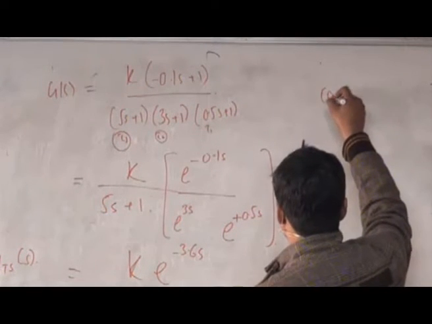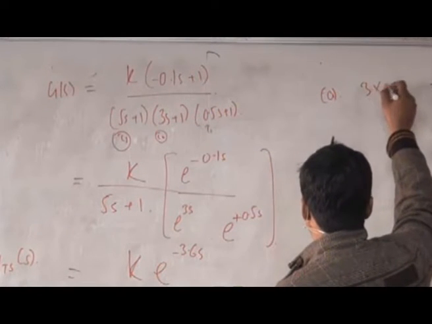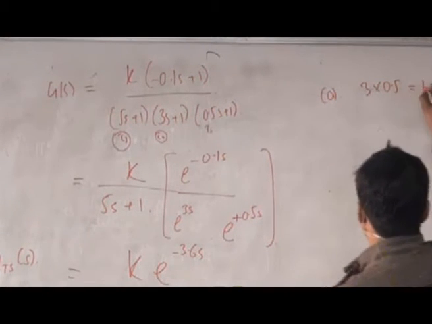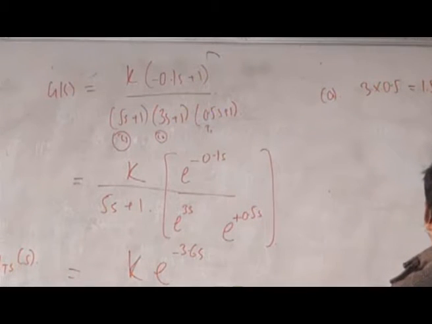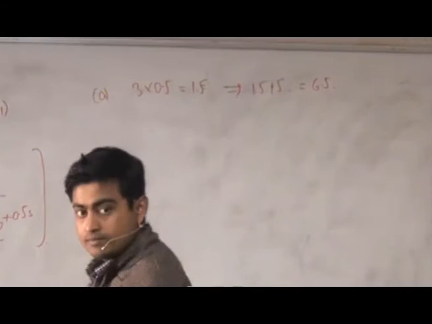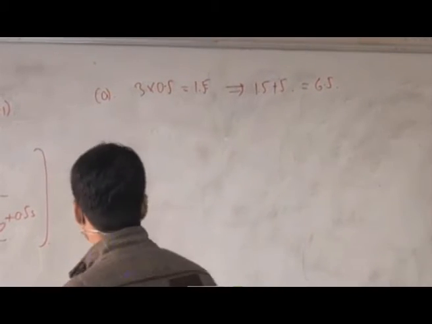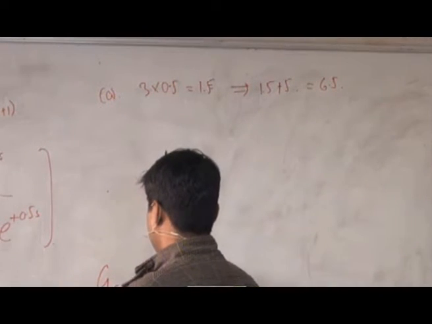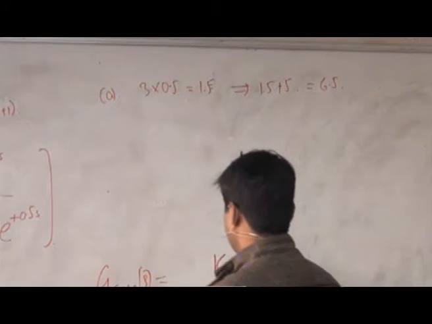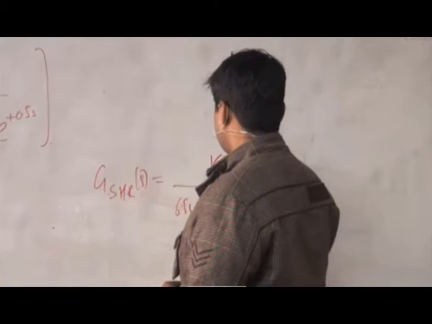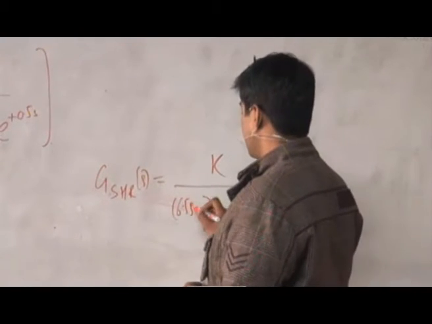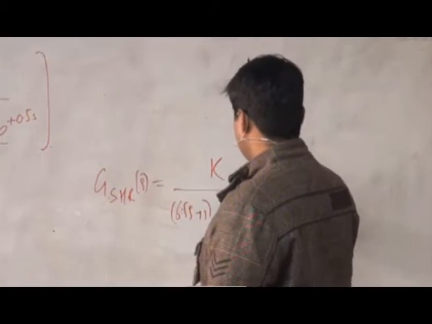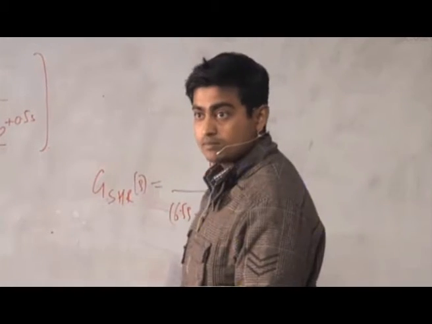So from the first point, I will take half of this one, which is 1.5, and add it to the existing time delay, which will give me 6.5. Now writing the half rule transfer function, the gain is going to remain the same. With this time constant, I will have the transfer function with 6.5 s plus 1. Now the rest is what I am going to put here.